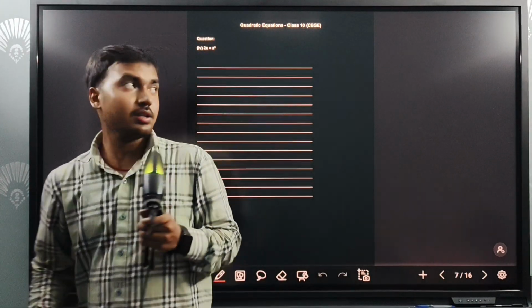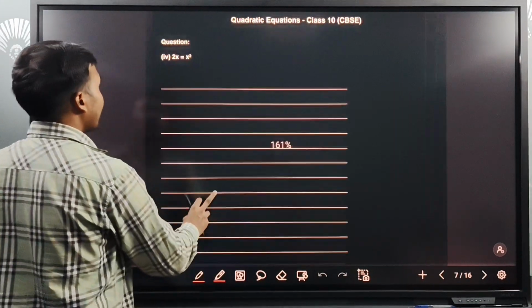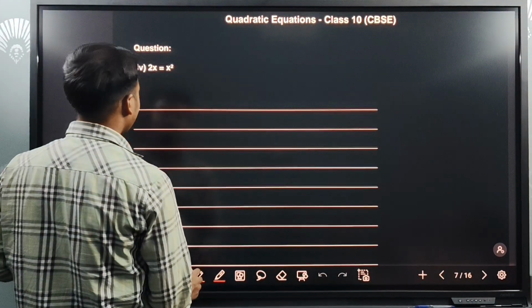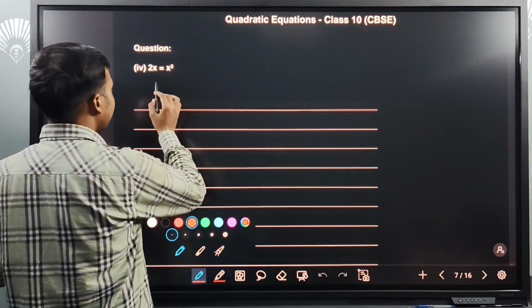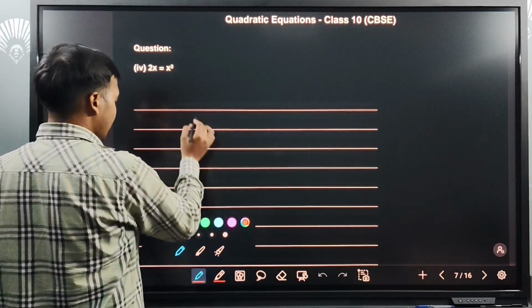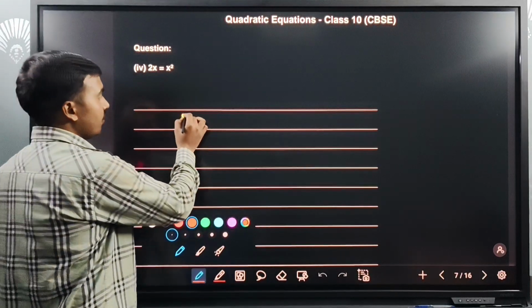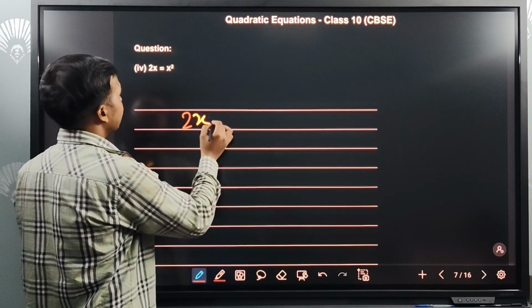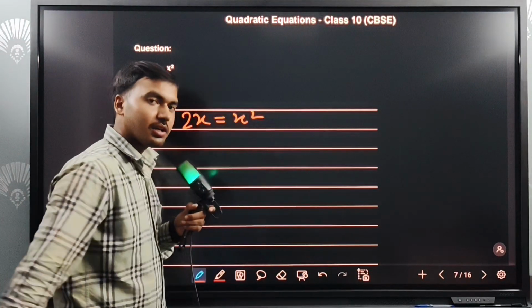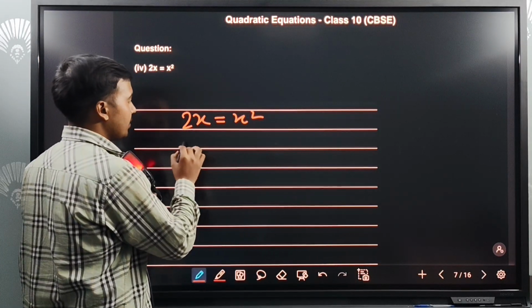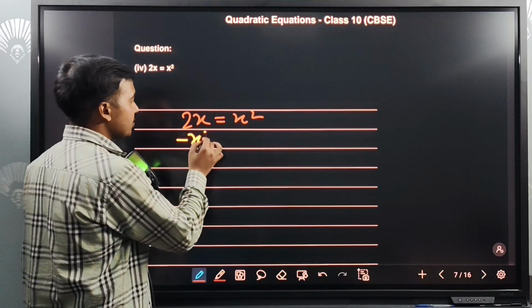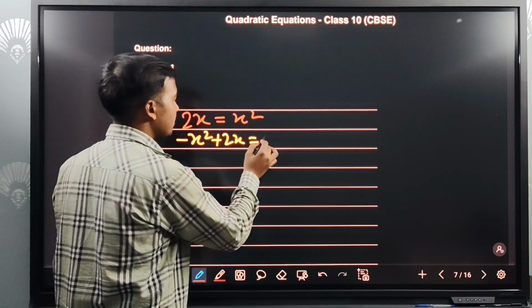So our next question is 2x square is 2x is equals to x square. For solving this question, we will do the same method, follow the same procedure. Firstly, we will write 2x is equals to x square. This is our given question. We will bring the x square to the left hand side. So we will get minus x square plus 2x is equals to 0.